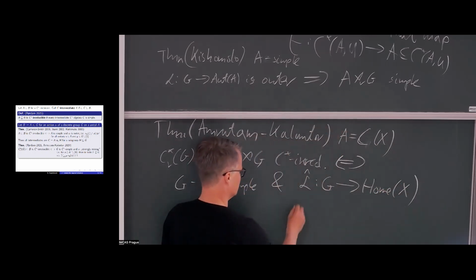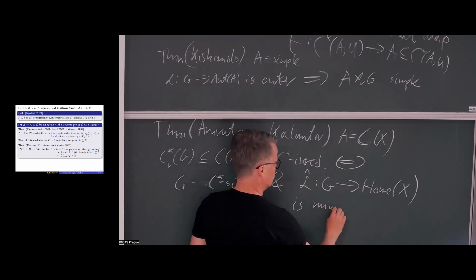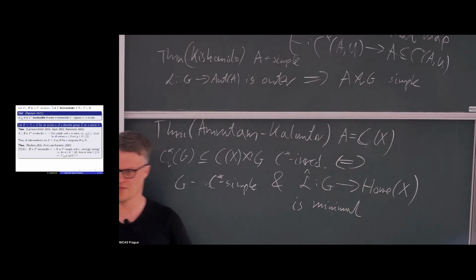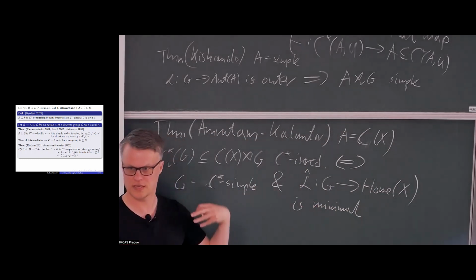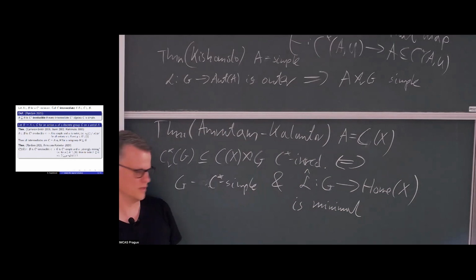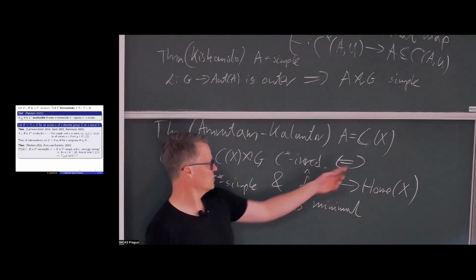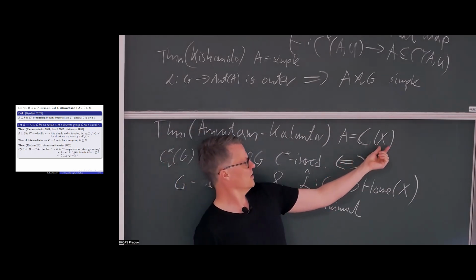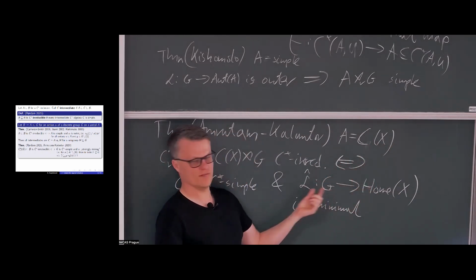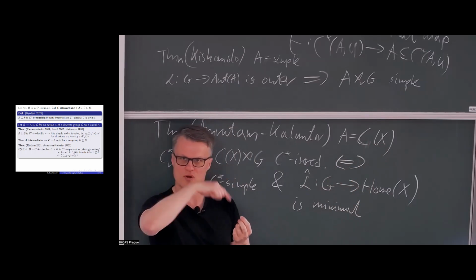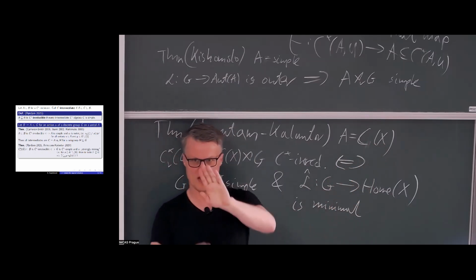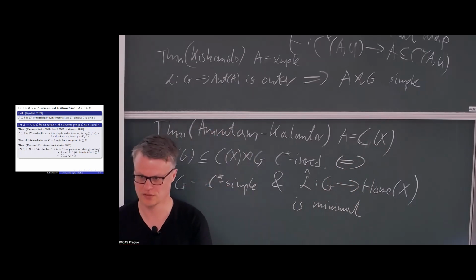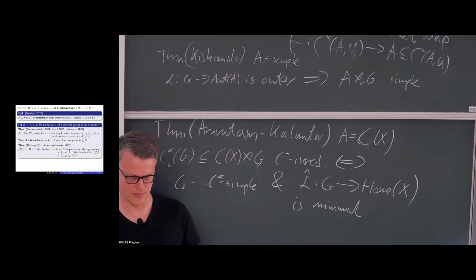is minimal. So this means there are no non-trivial invariant open sets for this action. So the empty set and the whole space are the only ones. In other words, since X is compact, whenever you take an open set in X, you can find a finite number of elements in your group G, such that when you move around this non-empty open set in your space, you will cover the whole space using just a finite number of elements.